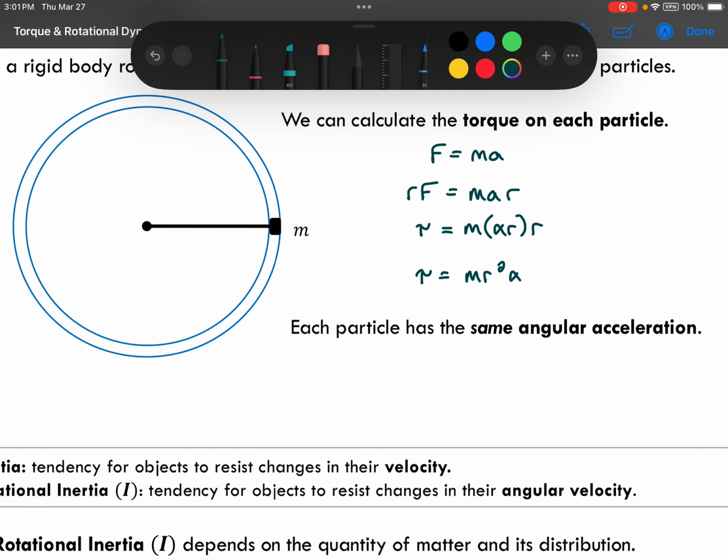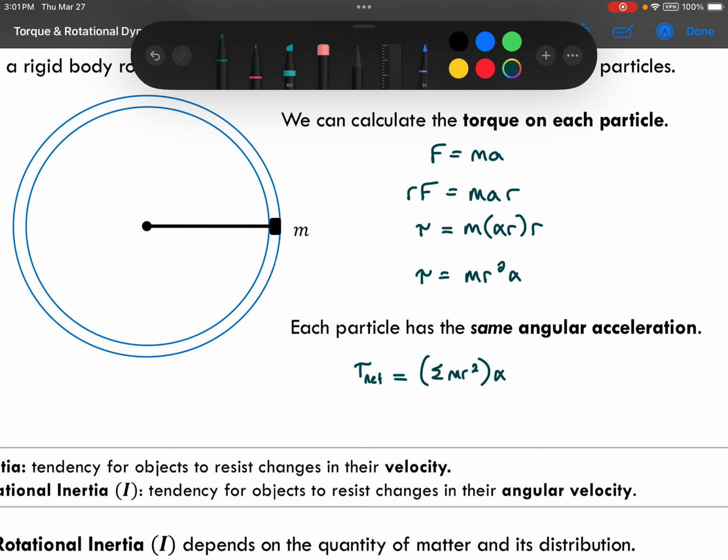And since it is a rigid body, that means that all the particles are moving together. So that means each particle has the same angular acceleration. So the net torque for the whole object is going to be the sum of this mr squared times alpha. Same angular acceleration for every particle, and we are summing this up over every single particle encompassed in this body.